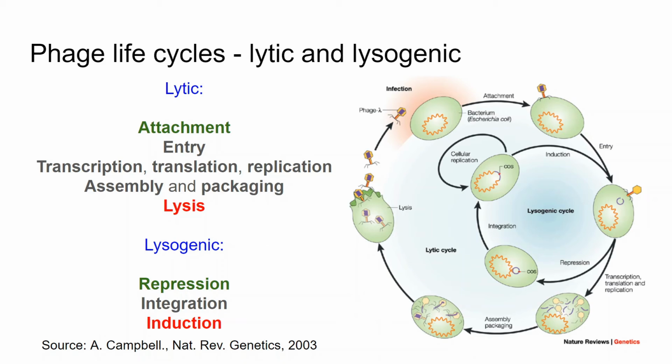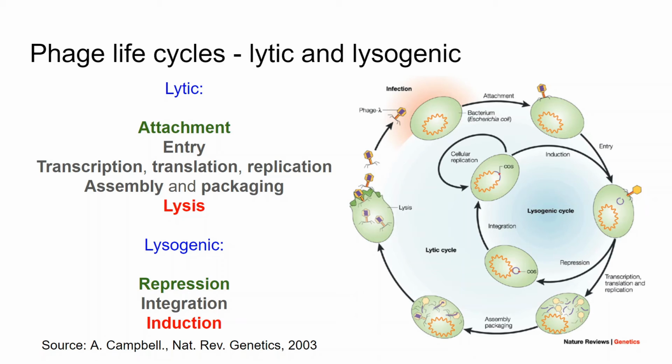A major question in phage biology is, why have these two life cycles? Why have lysogeny at all? Well, it could be advantageous to exist in a latent state in certain environments and only enter infection when the host, the bacterial cell, is a sinking ship during those times of stress that I mentioned earlier.